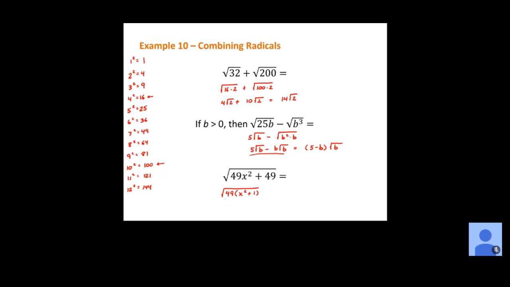Okay, so we have the square root of 49 times x squared plus 1. Well, I can take the square root of 49 then, and that's going to give us 7, so that's going to come to the outside. But I'm still left with the square root of x squared plus 1.